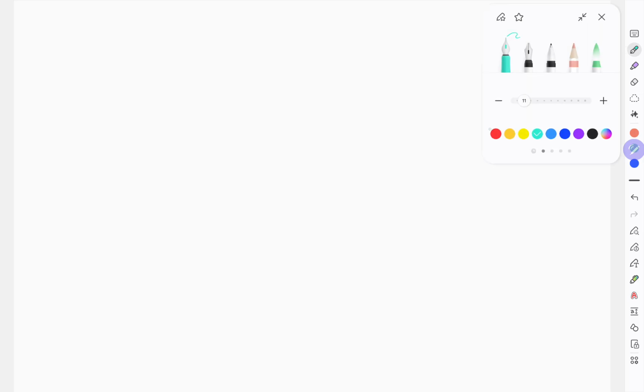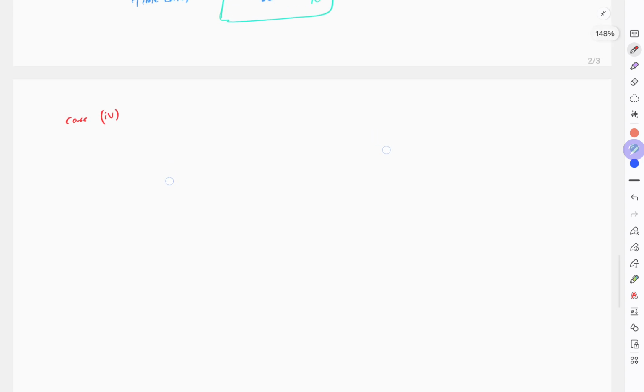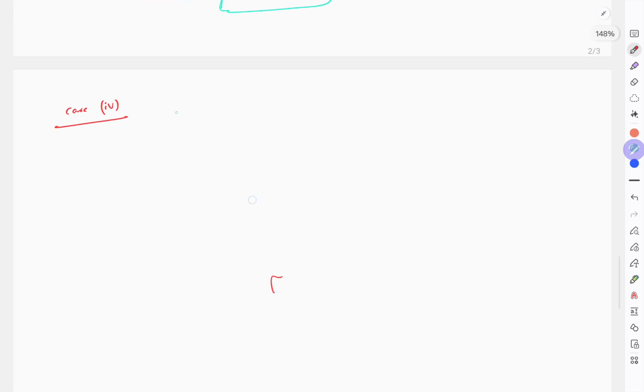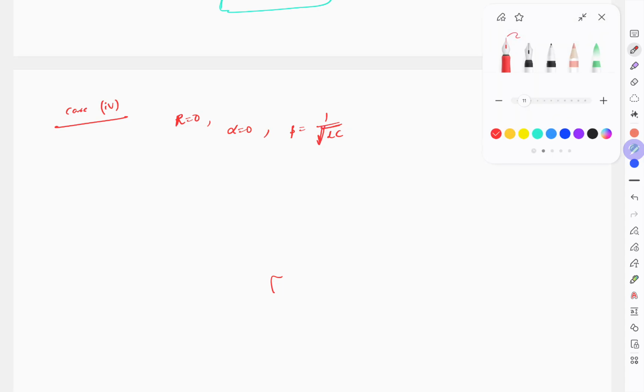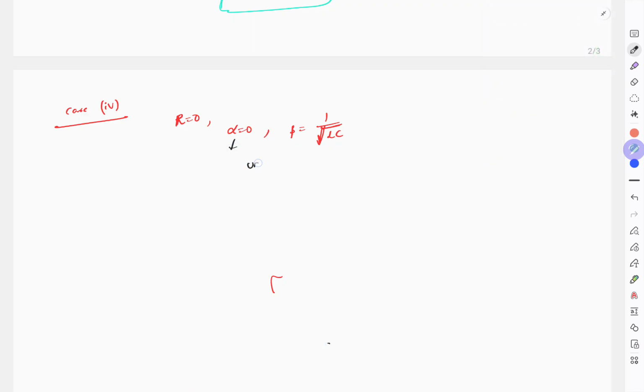So the last case, case 4: suppose R is equal to 0. R is equal to 0 means alpha will be 0. What does it mean? Beta will be the overall 1 by root LC, right? So finally, if alpha is equal to 0, what does it mean? This is an undamped system.